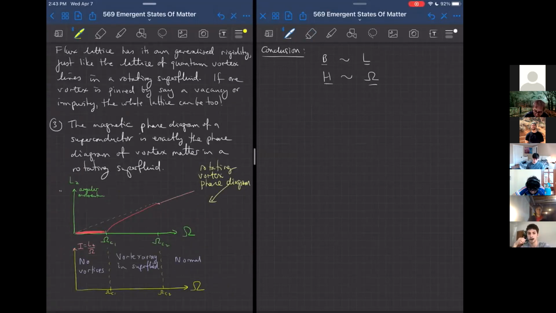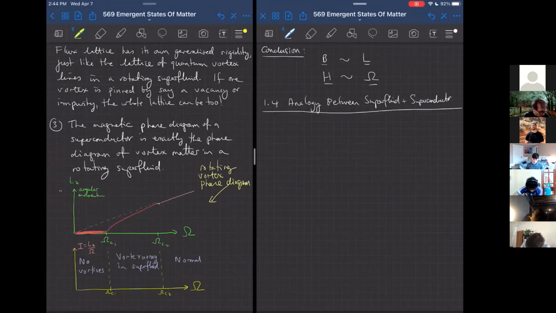So I want to just end with some general remarks. So this is the sort of the analogy between a superfluid and a superconductor. So this is really just superficial comments. So the first thing is that superconductivity is essentially just a superfluidity of a charged fluid.